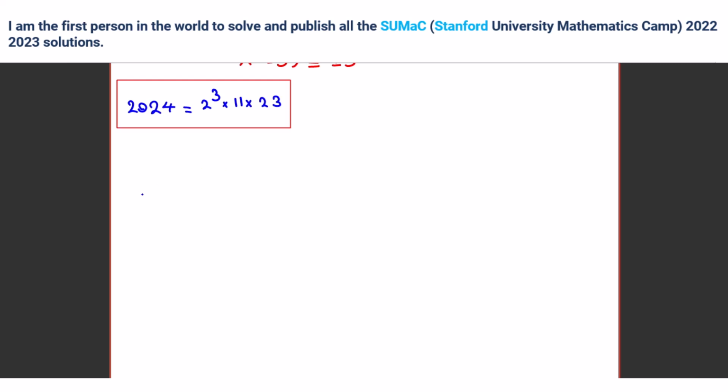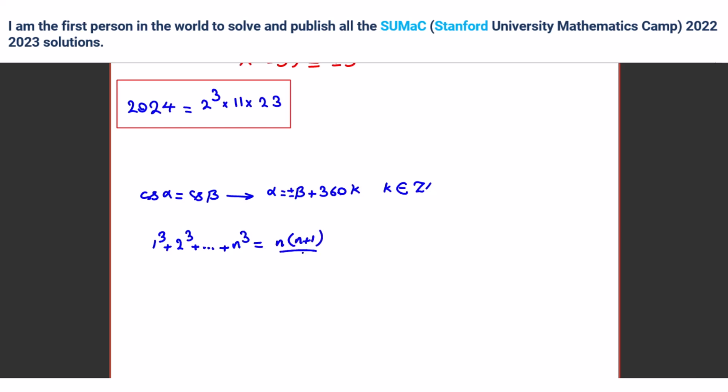Can you tell me, when cos alpha is equal to cos beta, what can we conclude? Alpha equals beta plus 360k, where k is any integer. And also alpha equals minus beta. Exactly, plus or minus beta. And 1 cubed to n cubed is what? n times n plus 1 over 2, the whole thing squared.